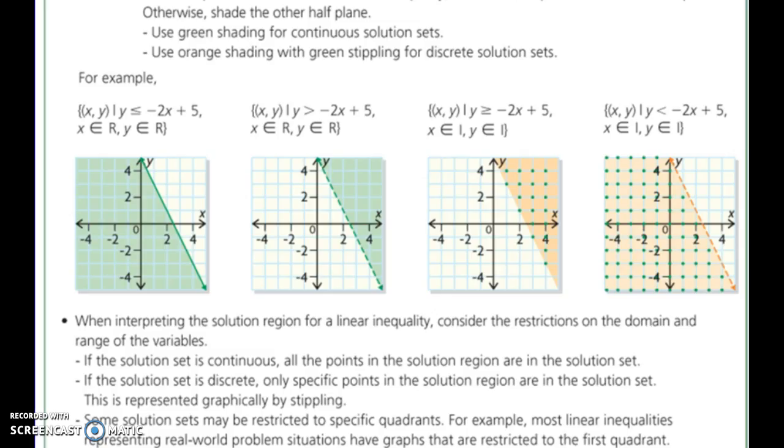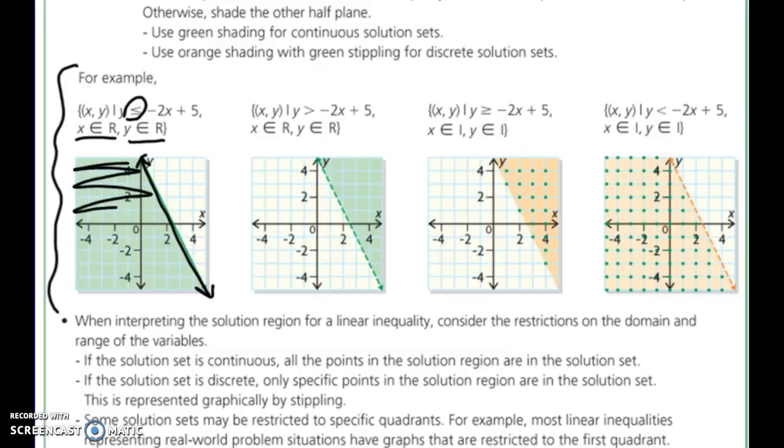And looking at our summary on page 302, the important part that we need to discuss is this section right here. We drew one that was y is less than or equal to, and we have an equation, and it's saying for all real numbers for the domain and for the range. So in this case, since it's a less than or equal to, they used a solid line to draw your picture, and since it's all real numbers, they shaded completely in.